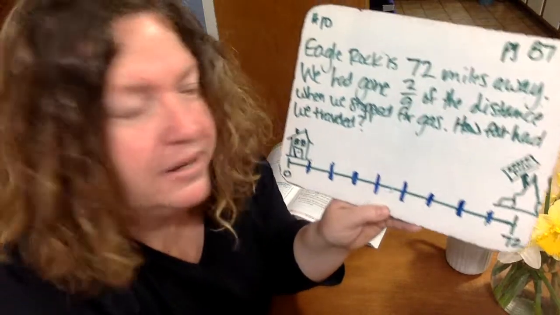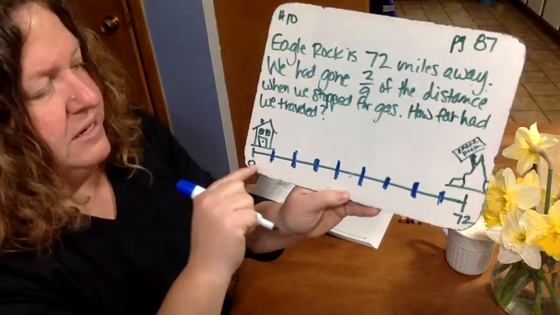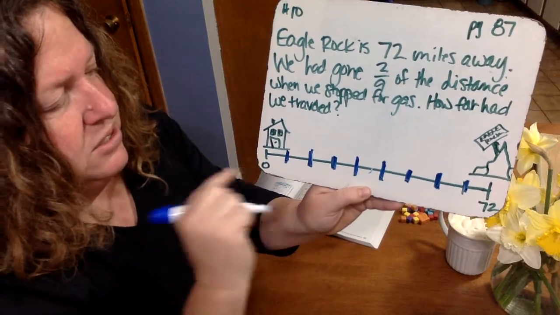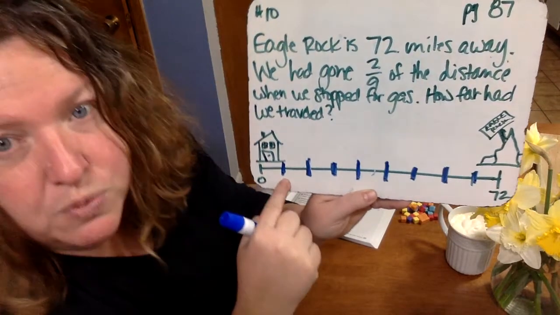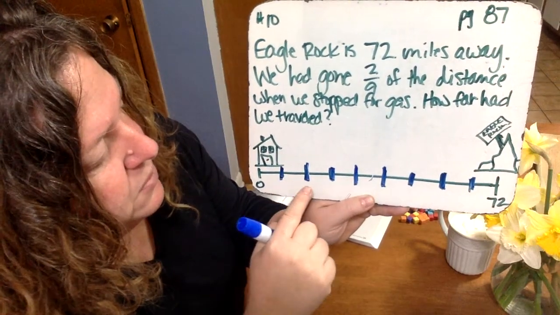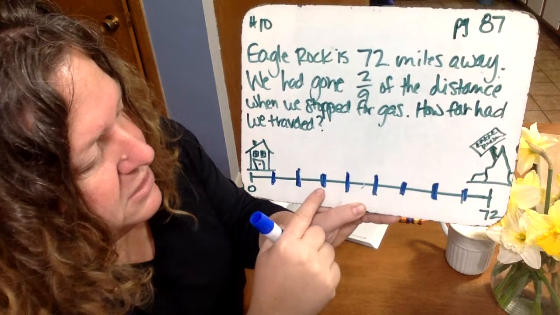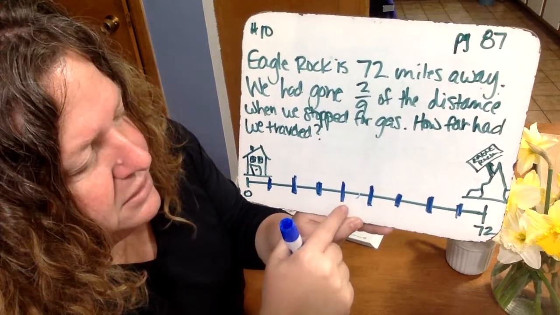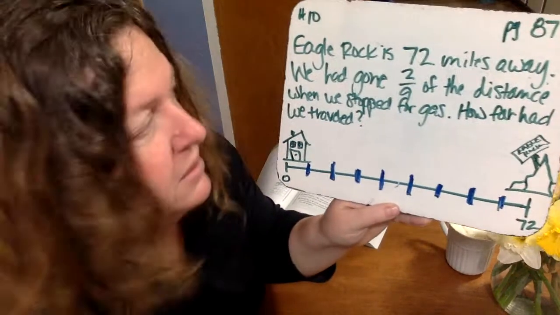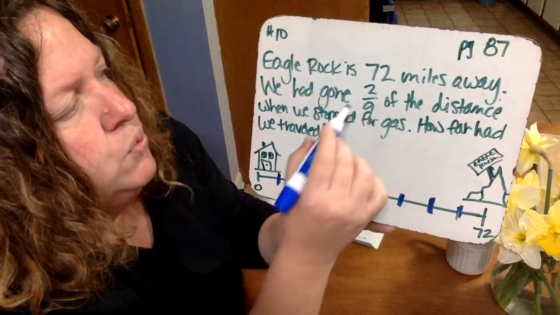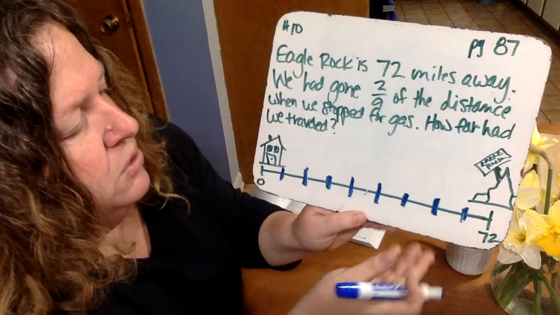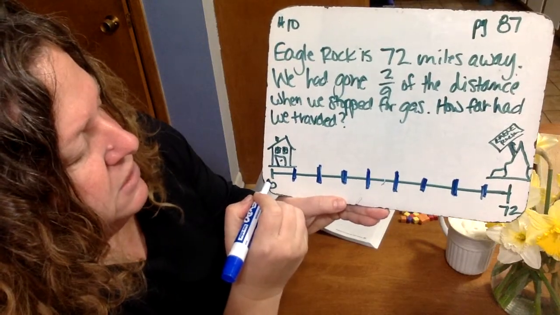So now that we're done cutting it into each of these sections, as we're driving along, each is 1/9. So 0 to 1, there's 1/9. This one to this one is another ninth. This one to this one is another ninth, another ninth, and so on. So it said we had gone 2/9 of the distance when we stopped for gas. So here's where we started.